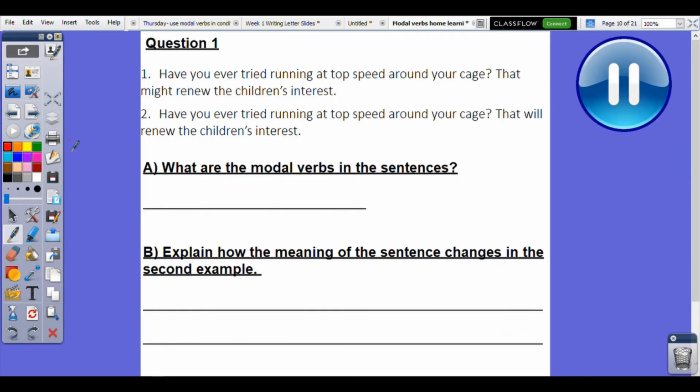So for your first independent question, you've got two sentences. I'll read them out on each slide. You're going to write in your margin on your page, if you've got a margin, or just on the far left if you've not got one, A, what the modal verbs are. So you write two modal verbs, and then B, how the meaning of the sentence changes in the second example. Okay. So question 1, have you ever tried running at top speed around your cage? That might renew the children's interest. Sentence 2, have you ever tried running at top speed around your cage? That will renew the children's interest. Pause the video here whilst you answer your questions and press play once you're ready for question 2.